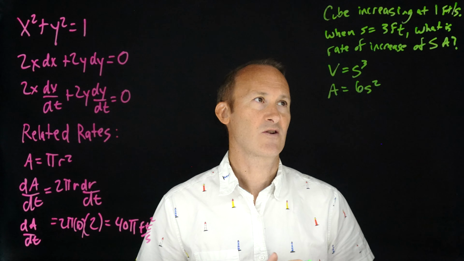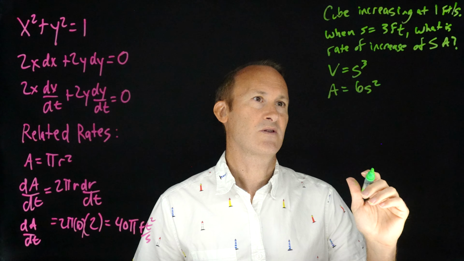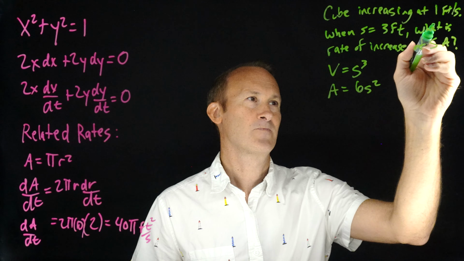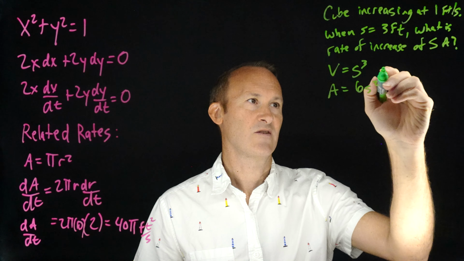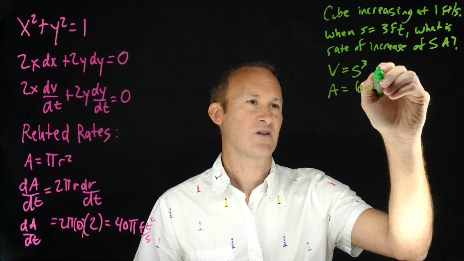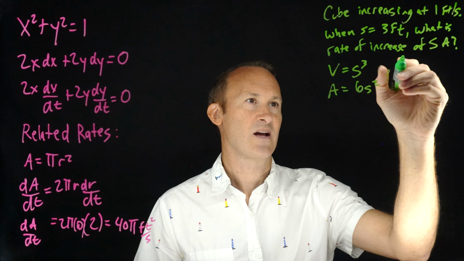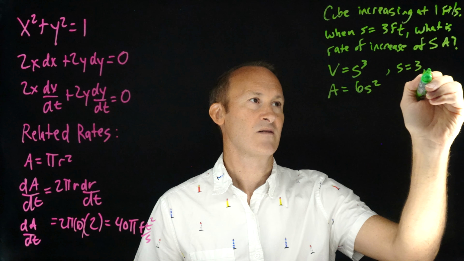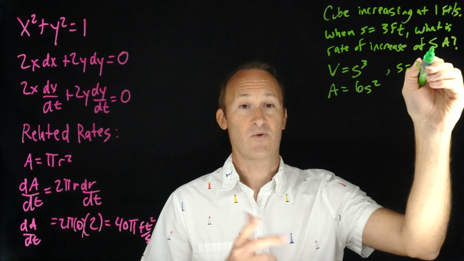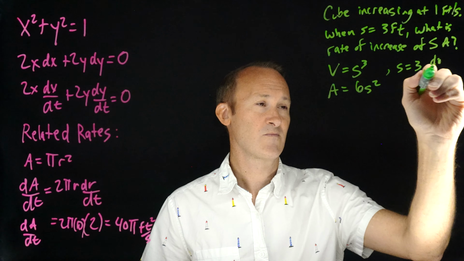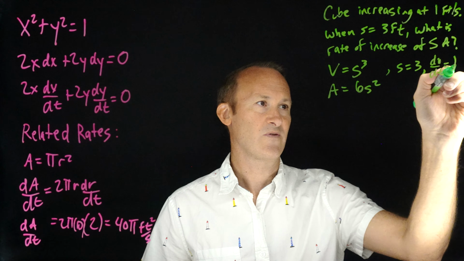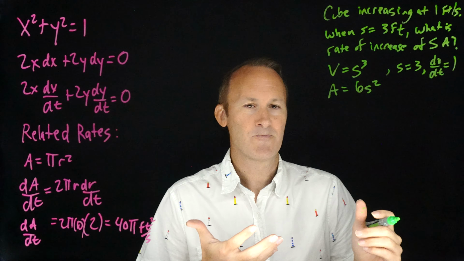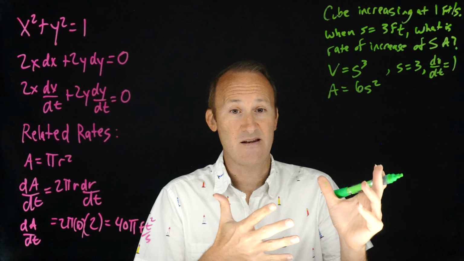And there's some different ways to go about this one, but note that they're giving us dV/dt, okay? We can put the givens up here. Givens are that s equals 3, and significantly, the cube increasing at 1 foot means that dV/dt equals 1 foot per second. So we're given dV/dt, but we want to find dA/dt.